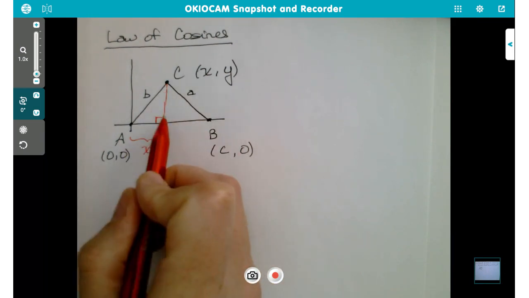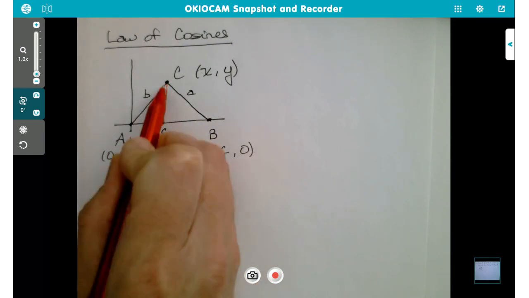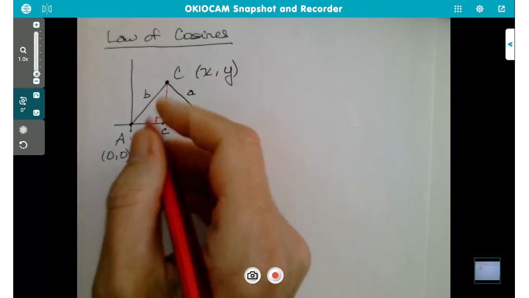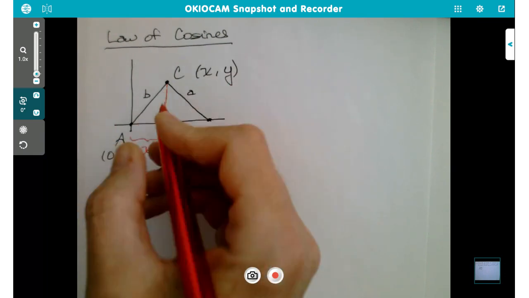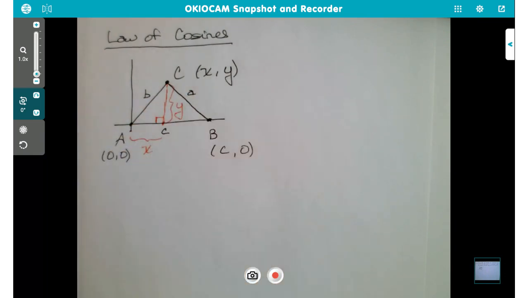We can do the same thing in this direction. My altitude goes from the x-axis up to point C. So this length must match the y-coordinate of point C. Started at 0, went up to the point. That distance we could call y.